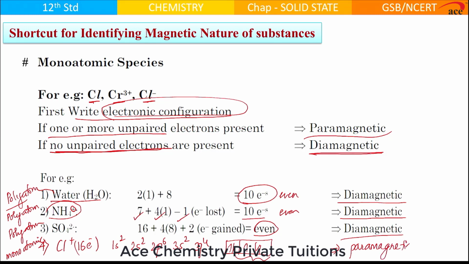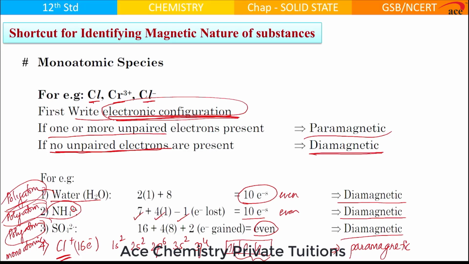What you should have realized: if it is a monoatomic species, write the electronic configuration. If it is a polyatomic species, simply count the total number of electrons and you will be able to decide whether the substance is diamagnetic or paramagnetic in nature.